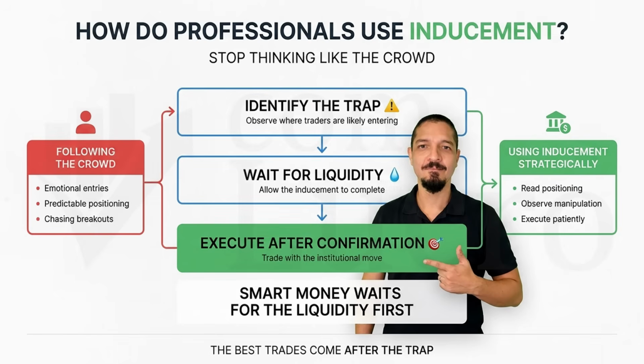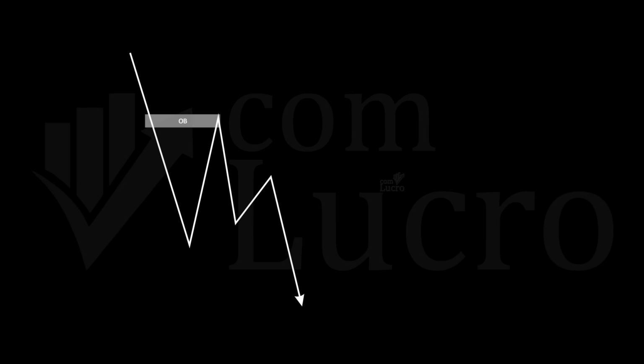So, traders, how can we use inducement to our advantage? Here we have a schematic figure that simulates price movements. As you can see, we have a downtrend. Price mitigates this zone here and then reverses to the downside. The price pushes downward but could not break the recent structure.